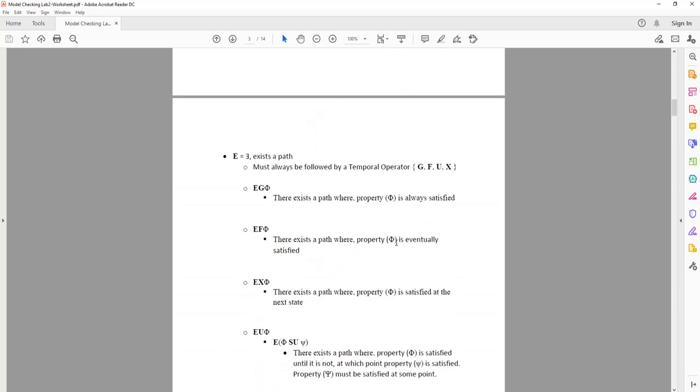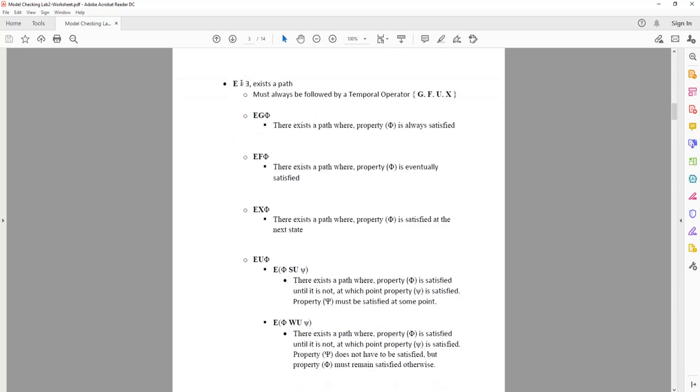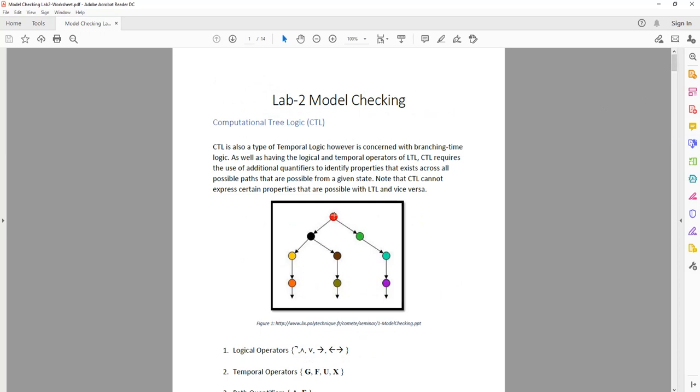Exists a path is E, also denoted as the backwards E. Again, it must always be followed by a temporal operator. So there exists a path where always phi is satisfied. You notice this is not the same as the LTL formula. In LTL it was G of phi, always satisfied, which means phi is satisfied in every single state. Again, for all paths, AG of phi is the same thing: it's going to check all the paths and make sure phi is satisfied.